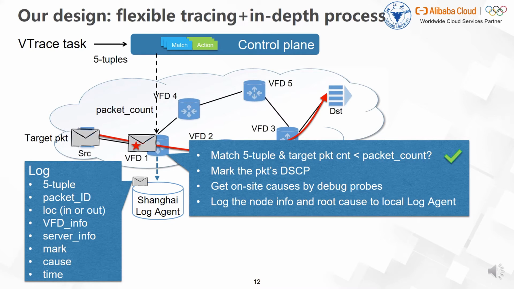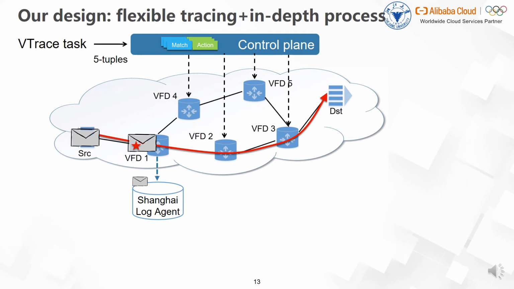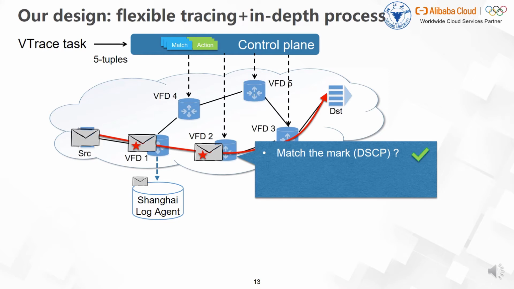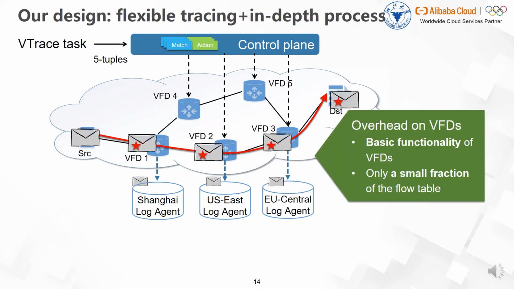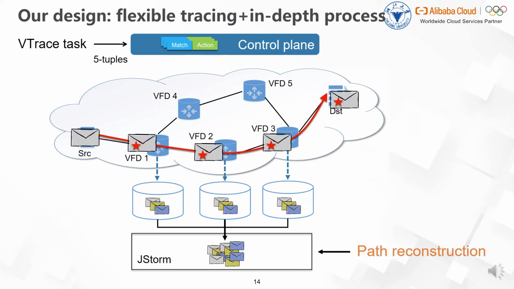The log includes necessary metrics such as five-tuple, root cause, and so on, which are useful for the later path reconstruction. For the following VFDs, they will perform the deep processing for packets with the mark to get on-site causes, and then record this information into logs. It should be noted that such a design leverages the basic functionality of VFDs and only occupies a small fraction of flow table. With these logs generated, the next step is to reconstruct the path of packets.